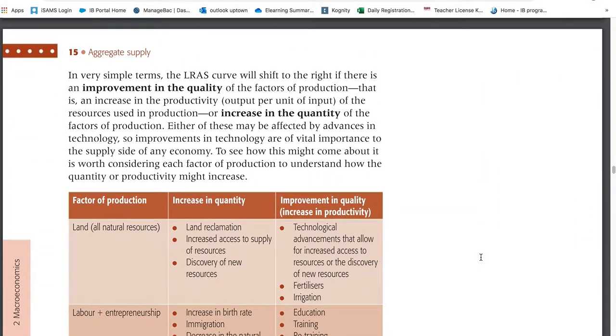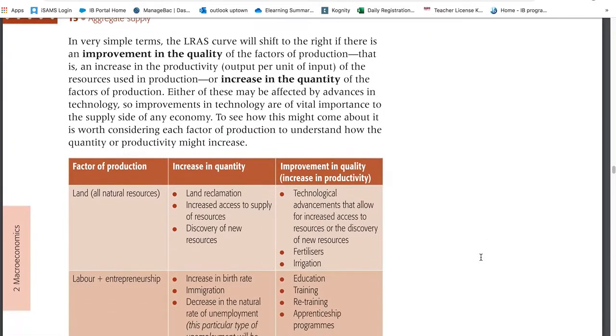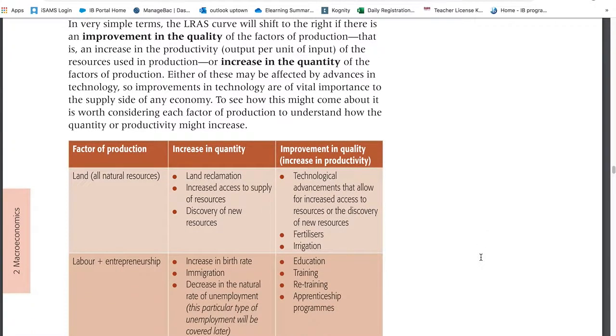So why or how does this shift occur? It's very simple. There are two things that will cause it to occur: an improvement in the quality of the factors of production, or an increase in the quantity of the factors of production. A lot of that, the increase in quality and or quantity, can be created through improvements in technology. So technology is really critical to the supply side of any economy. So we're always looking at how the increase or improvement in technology is impacting the supply side.